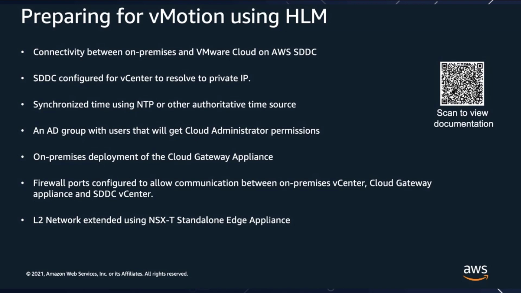And we have to make sure that we have all the prerequisites ready for the on-premises Cloud Gateway appliance. This includes the IP addresses, the DNS entries, and all the information that we need to deploy and configure the Cloud Gateway appliance. Finally, we also need to make sure that we have all of the firewall ports configured to allow communication between that on-premises vCenter environment and the cloud gateway appliance that we'll be deploying. And also for the L2 network extension, we have to make sure that we are able to deploy the NSX-T standalone edge appliance, and we have all the prerequisites required for that in place.